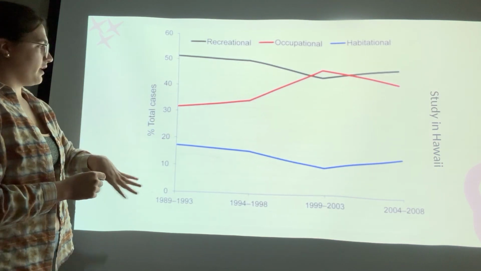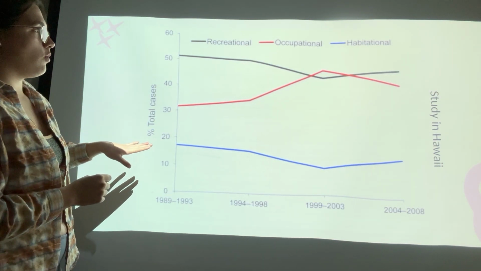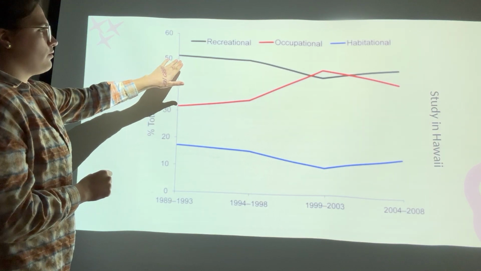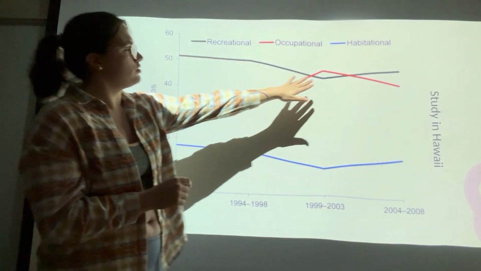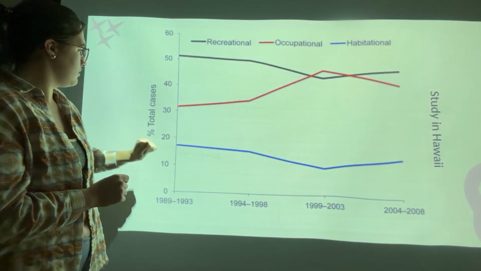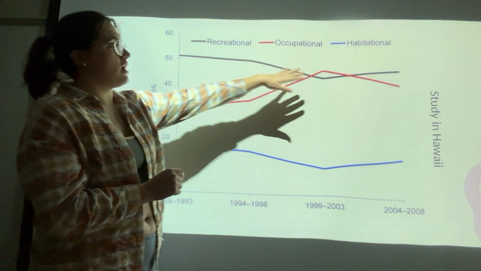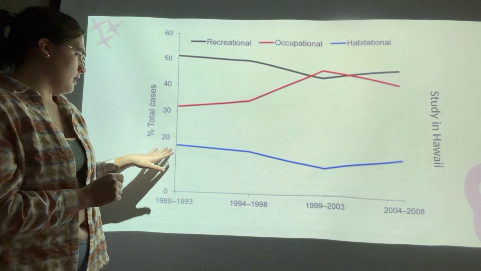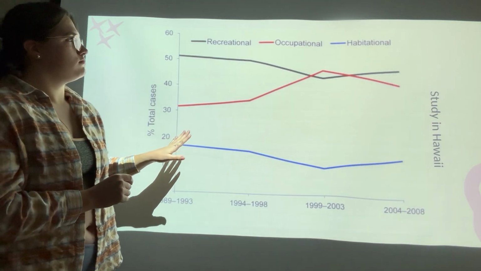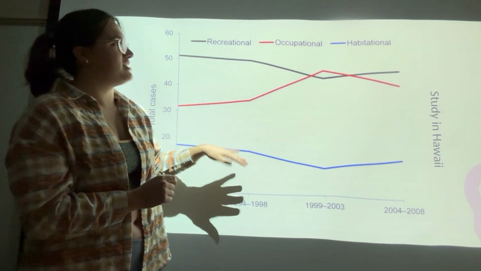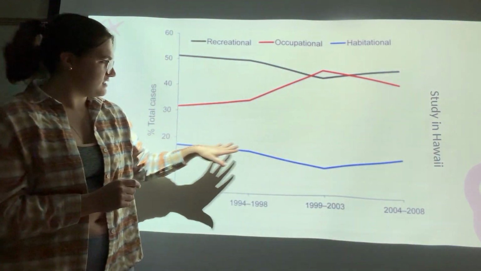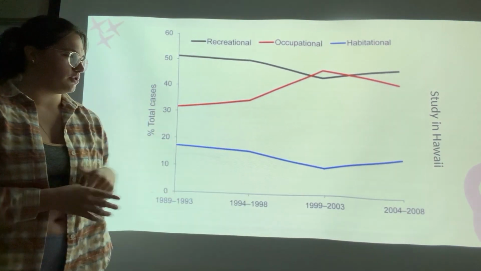So this is just a quick graph from a study in Hawaii that I found. So recreational use went down a little bit over the years of contracting the percent of leptospirosis. Occupational hazards went up, and habitational kind of stayed the same, went down and then a little up.